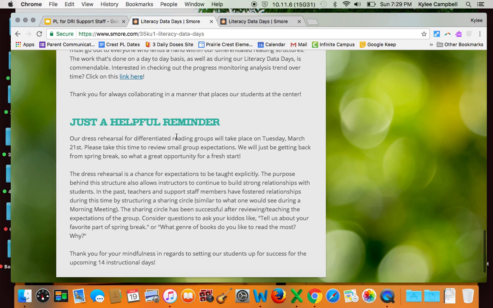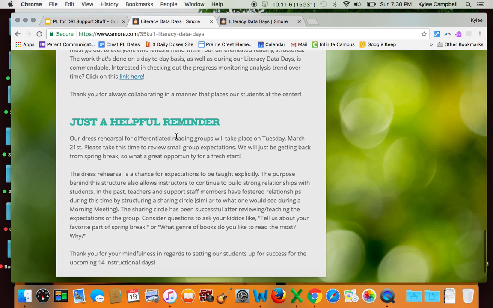Towards the bottom, you'll notice a quick helpful reminder to all staff that we're using Tuesday, March 21st as a dress rehearsal opportunity. This is a chance to set those expectations as we come back from spring break, a great opportunity to start fresh and set high expectations for kiddos.